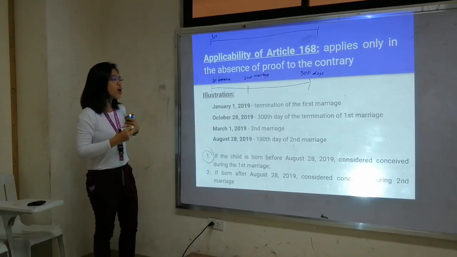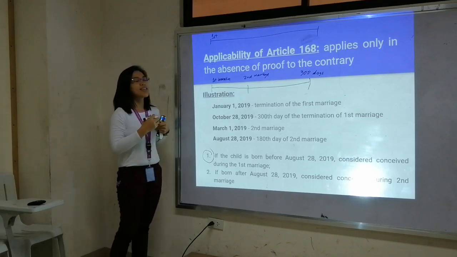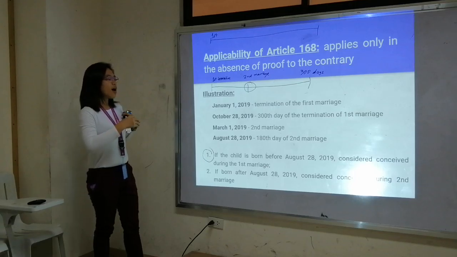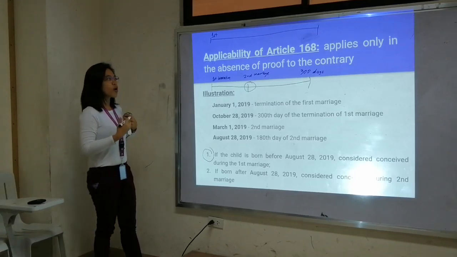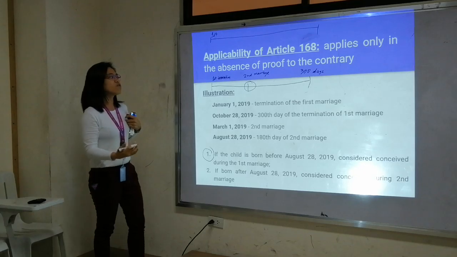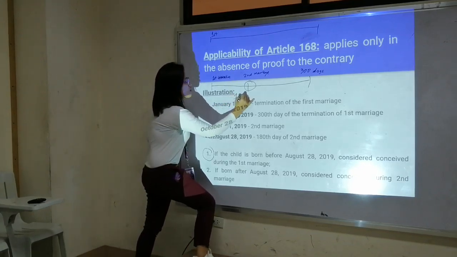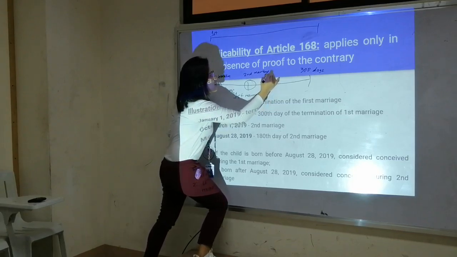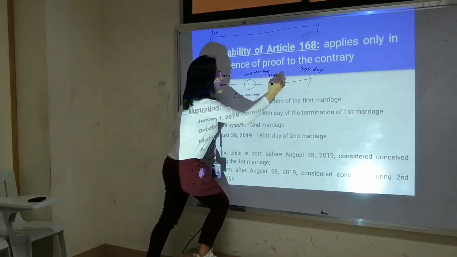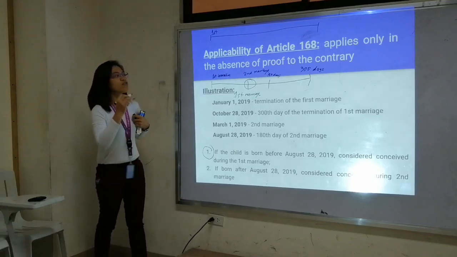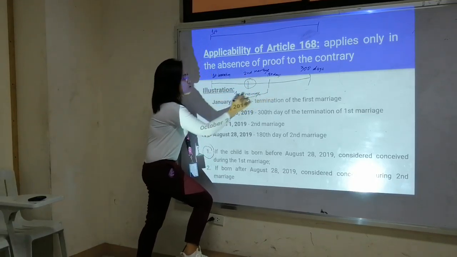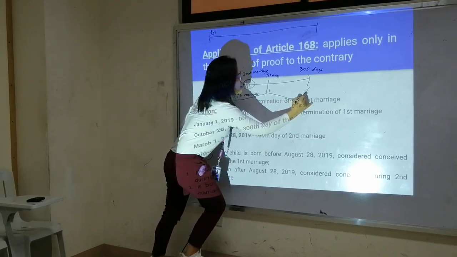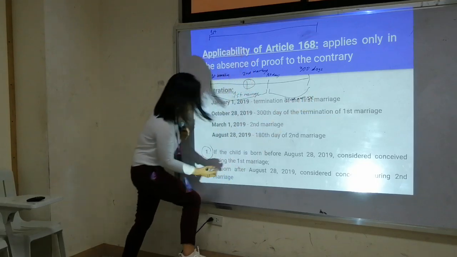So, if the child was born before the 180 days after the second marriage, the presumption is that the child is considered conceived during the first marriage. Supposing that this is the 180 days. But if the child was born after these 180 days, the child is considered conceived in the second marriage. So, that is rule number two.